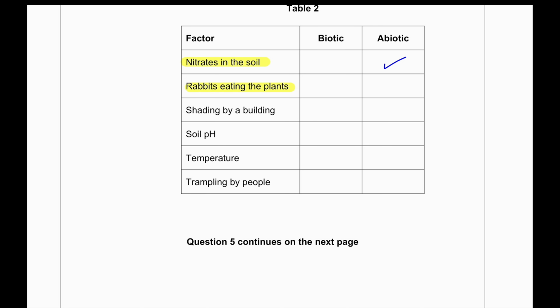Rabbits eating the plants. Rabbits are living organisms, so it will be a biotic factor. Shading by a building. Shade is not a living factor, so abiotic factor. Soil pH. Soil pH is the acidity of the soil, and that is not a living factor, so abiotic. Temperature is also abiotic because it's not a living factor. Trampling by people. Since people are living organisms, so biotic factor.